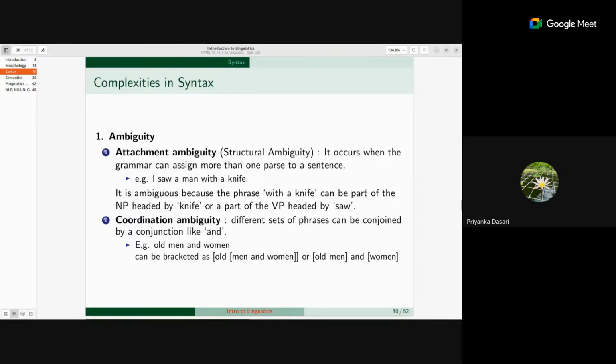Here "with the knife" can be part of the NP headed by the knife, or part of the VP headed by the verb. As I discussed earlier with NP and VP phrase structures, I'm relating it to that. Then coordination ambiguity, where different sets of phrases can be joined by the conjunction "and." Here also, "old men and women." Observe this bracketing: (old men) and women, and old (men and women). This is coordination ambiguity.